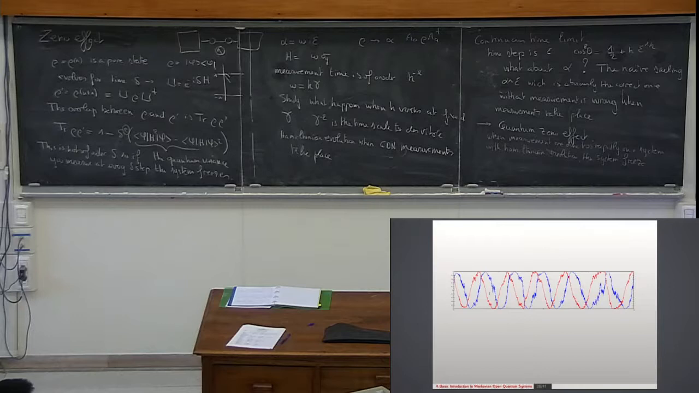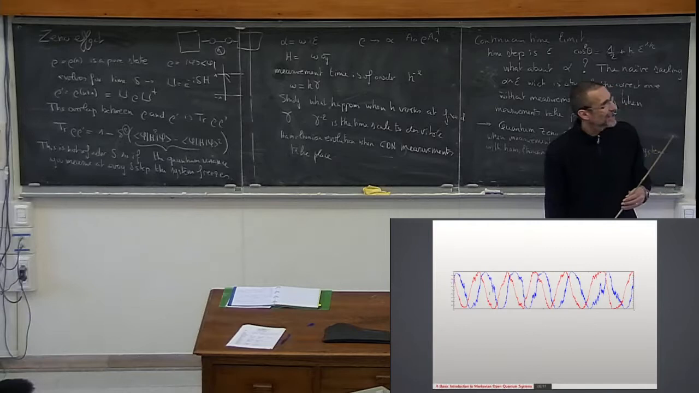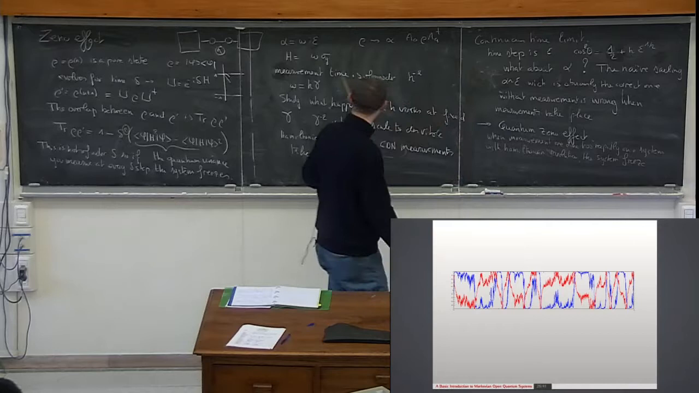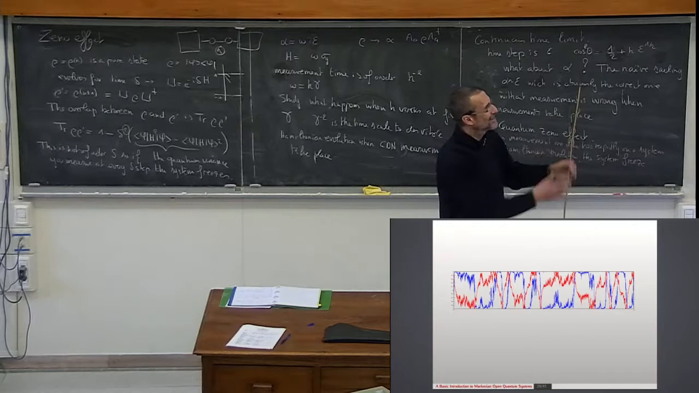Okay, but you start to see oscillations, and you go on, and this is what you see. So it means I'm just measuring more and more often, and at the same time scaling the Rabi oscillations to keep gamma fixed. And you see indeed that things still continue to happen, and you continue going on.